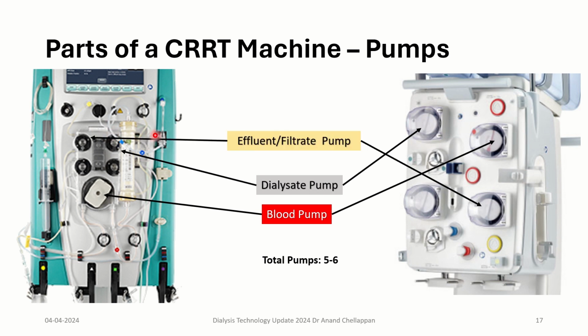Then we have the effluent pump. So the blood goes this way, and the dialysate comes this way, and the effluent gets collected in this line, and it passes through this route, and it goes through the effluent pump and finally into the effluent bag. Similarly, in this machine, the effluent pump is located here, and it passes through this line.